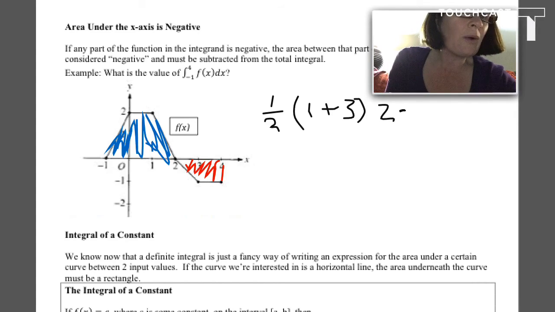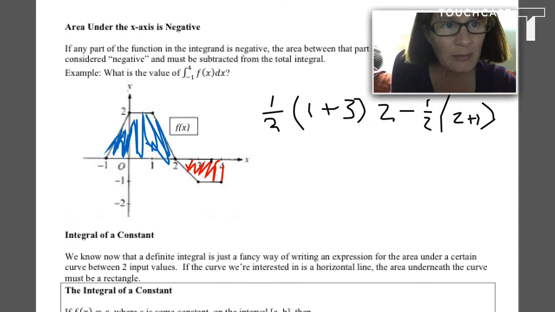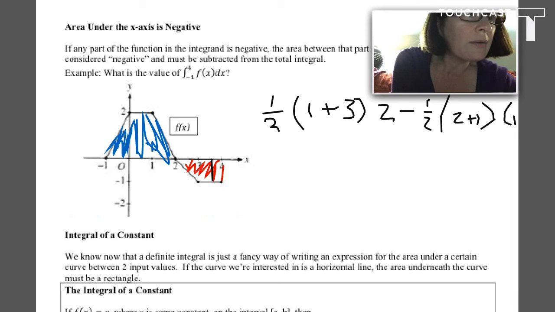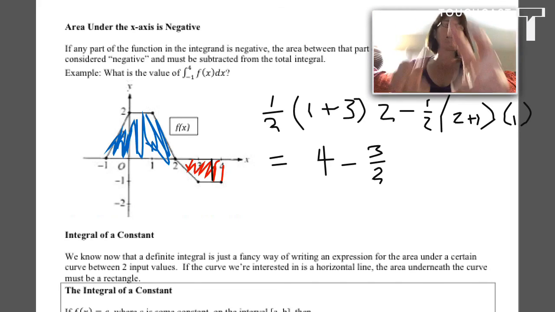And then I'm going to subtract away, and that's another trapezoid down there. So that trapezoid has, I need to take the average of the bases. The bases are 2 and 1. And the height of that trapezoid is 1. So I get that area of the blue trapezoid is 1/2 times 4 times 2. That makes 4. The area of the red trapezoid, 1/2 times 3, so 3/2. And I'm going to subtract because the blue area is positive and the red area is negative.